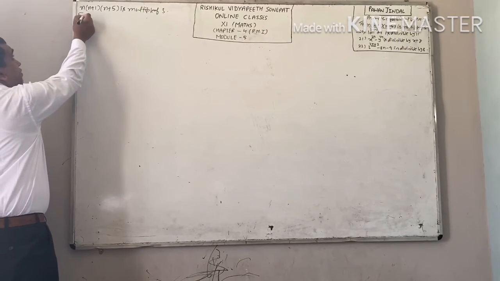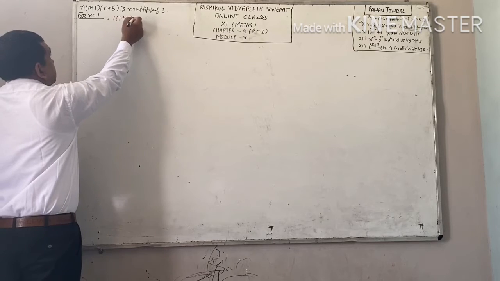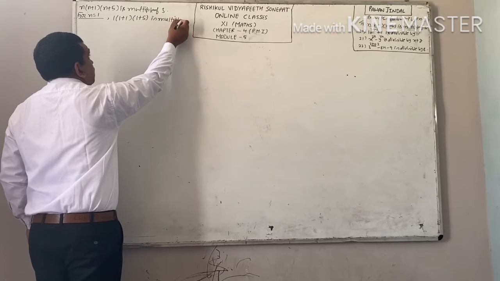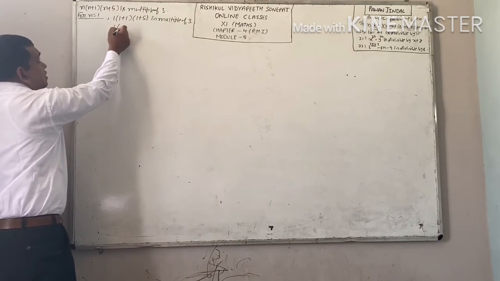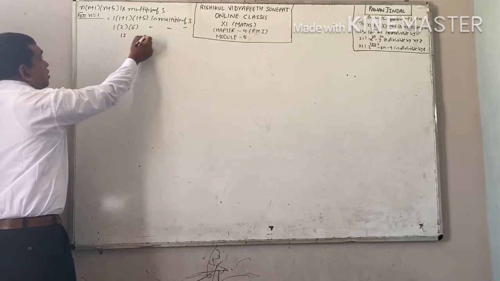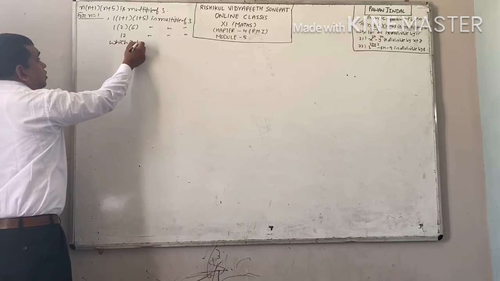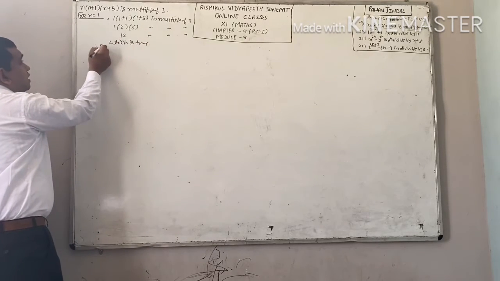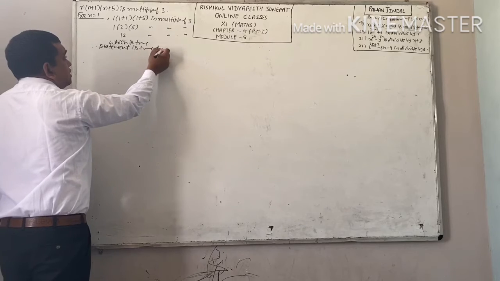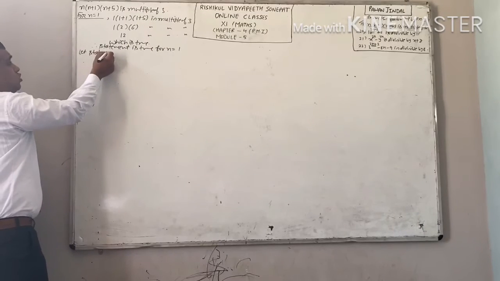First step, for n equal to 1. Put n equal to 1 here. 1 into 1 plus 1 into 1 plus 5 is multiple of 3. This is your 1, 1 plus 1 is 2, 1 plus 5 is 6. 2 into 6, 12. 12 is multiple of 3, which is true. Therefore, statement is true for n equal to 1.